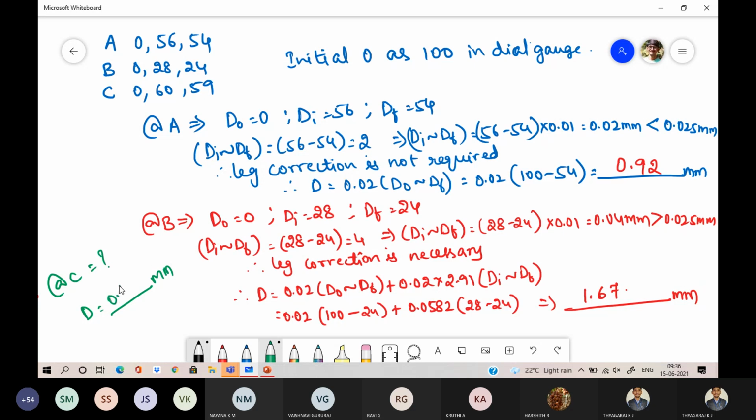0.82. Okay. Everyone have got the same value? 0.92, 1.67, 0.82. Everyone got the same value? Yes, sir. This is one type of problem you may expect in this subject, that is applying the lag correction, checking whether the lag correction should be applied or not. Okay.